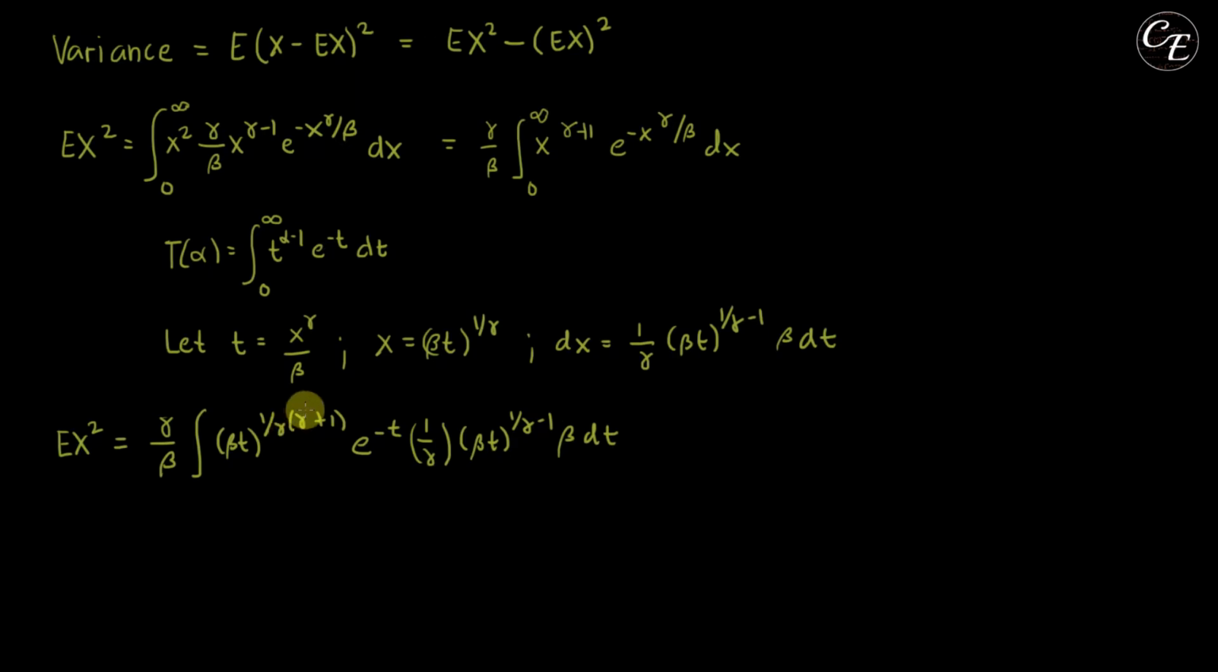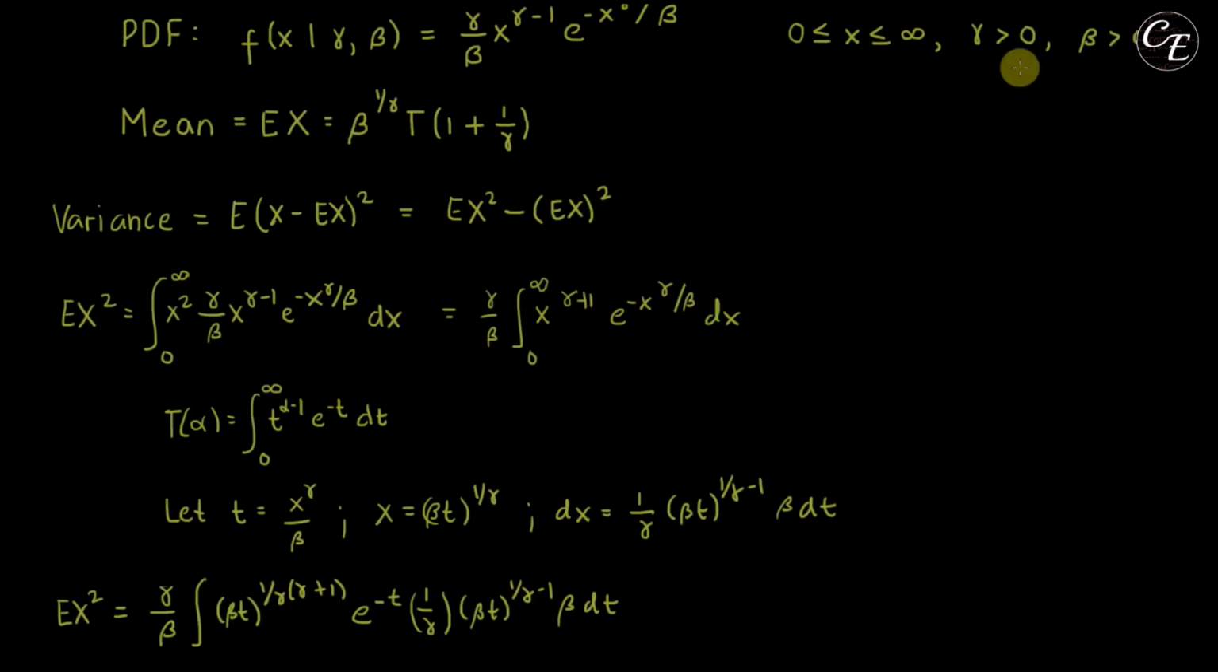Then for the limits, if x is 0 in here, 0 raised to a constant which is greater than 0 is still 0, and 0 divided by a constant which is greater than 0 is still 0. So we have here t is 0 when x is 0. Then if x is infinity, we have here infinity raised to a constant which is greater than 0, still infinity, and infinity divided by a constant which is greater than 0, still infinity. So we have here infinity.